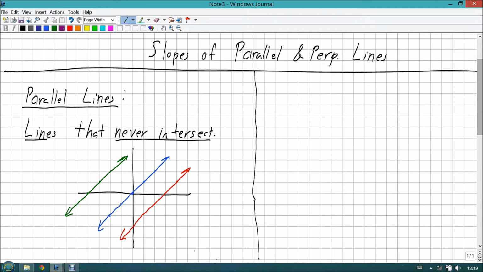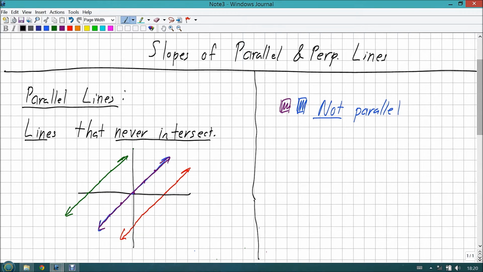Now what happens if I take purple and put it right here? Are purple and blue parallel lines? The answer would be no. They're the same line. They're two lines that share every single point. That means that they're the exact same line. So in this case, purple and blue are not parallel. They're the same. So keep that in mind. Purple and blue, because they are the same line, are not parallel. The same line cannot be parallel to itself. It's kind of silly.